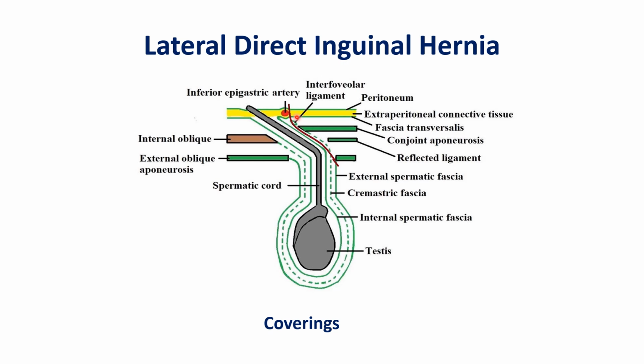And since the protrusion is taking place through the fascia transversalis, the next covering will be the cremasteric fascia, followed by the external spermatic fascia. So internal spermatic fascia will not form a covering of lateral direct hernia because the protrusion is taking place through the fascia transversalis. So instead of internal spermatic fascia, the fascia transversalis is forming the covering of lateral direct inguinal hernia. So the coverings, I'll repeat again: peritoneum, extraperitoneal connective tissue, fascia transversalis, cremasteric fascia, and the external spermatic fascia and then the skin.